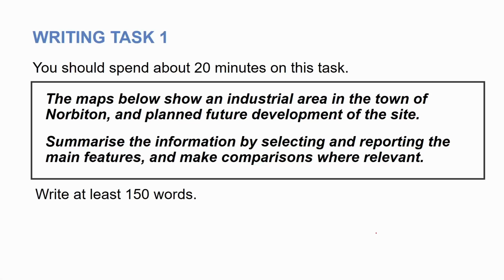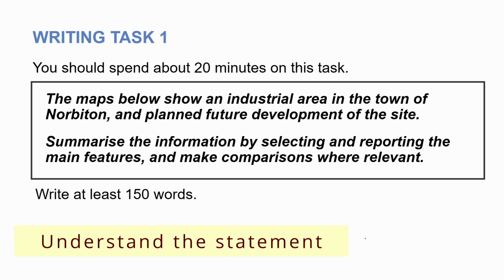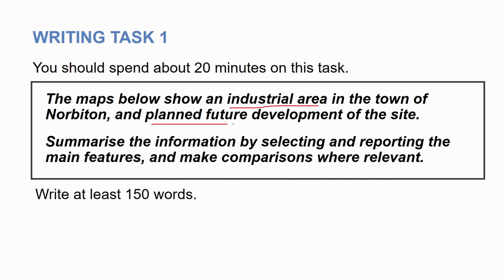In this video, I will present a map from IELTS Academic 17 and walk you through these steps to write a good answer for it. As usual, we need to spend some time on the statement to understand it. The maps below show an industrial area in the town of Norbiton and planned future development of the site. So one map is about the present and the other one shows the future of that area.